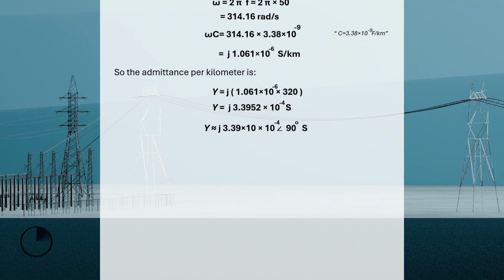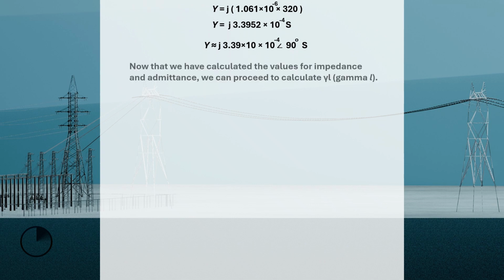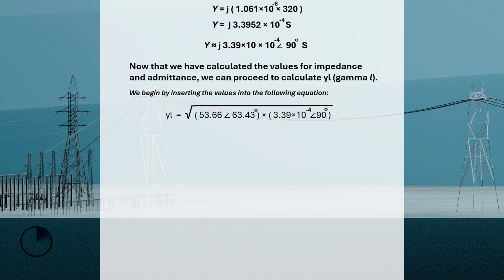gamma L. We begin by inserting the values into the following equation. Gamma L is equal to the square root of open bracket 53.66 at an angle of 63.43 degrees close bracket times open bracket 3.39 times 10 raised to power minus 4 at an angle of 90 degrees close bracket. Multiplying these values results in the square root of 0.01819 at an angle of 153.43, which is the summation of both angles.